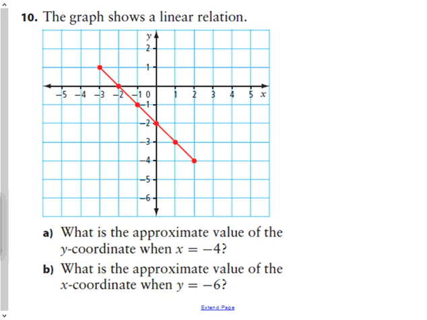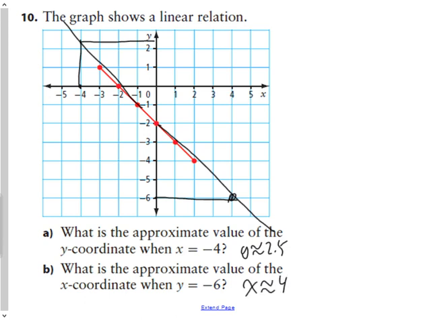Question 10, the graph shows a linear relation. What is the approximate value of the y coordinate when x is negative 4? So x negative 4 is right here. In order to figure that out, I need to extend my line and extrapolate my answer. When x is negative 4, y is roughly 2.5 maybe. And when y is negative 6, again, I'm going to extend my line. When y is negative 6, that's pretty close to that. X is approximately positive 4.